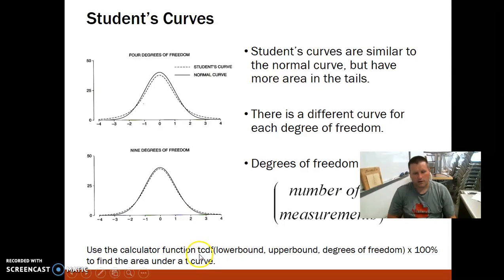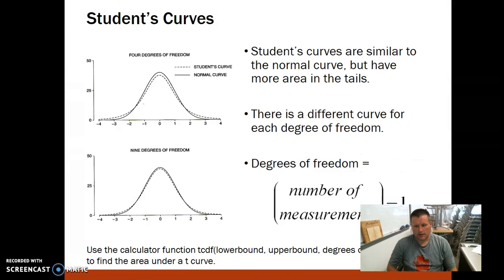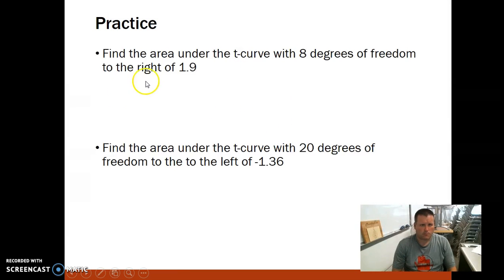Our calculator has a function called TCDF, where we're just going to use our lower bound, upper bound, and degrees of freedom. And that'll tell us the area under a T curve. So TCDF helps us with T curves. Okay. So we've been using normal CDF, but we're going to use that just a little bit different there. Okay, so let's just practice really quick with this on our calculators.